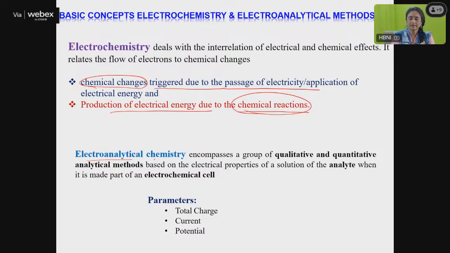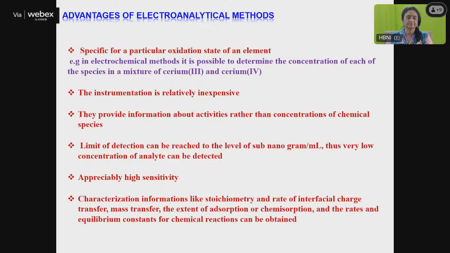Now, electroanalytical chemistry encompasses a group of qualitative and quantitative analytical methods based on the electrical properties of a solution of the analyte when it is made up in an electrochemical cell. So the parameters we normally see in any electroanalytical chemistry are the total charge, current, and potential. These are the three important parameters we normally look at.